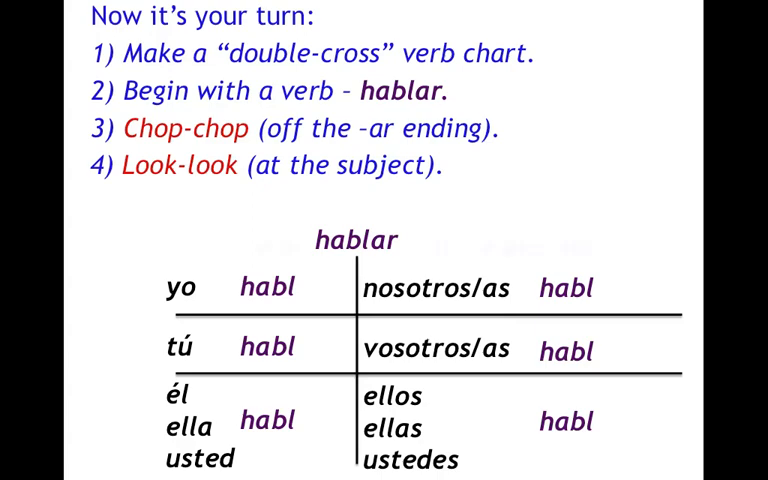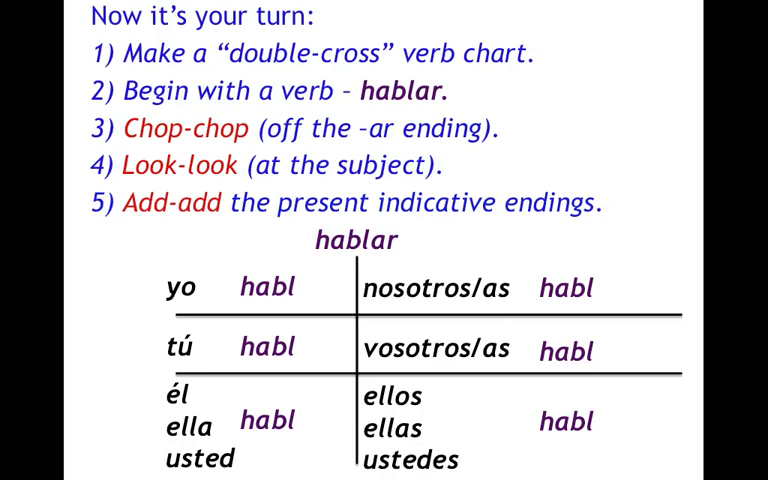And then what's the final step? You're going to add the present indicative endings. So, ¿cómo se dice en español? I talk, I do talk, or I am talking. Yo hablo. You talk, you do talk, you are talking. Tú hablas. You formal speak, he speaks, she speaks, is speaking, do speak. Habla. How about we talk? We are talking, we do talk.